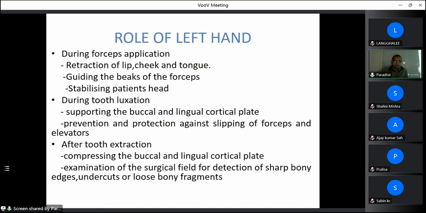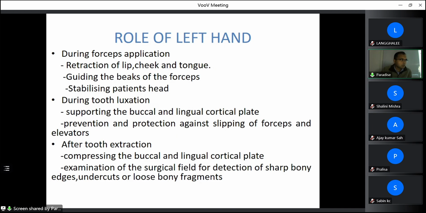Role of the left hand during forceps application: it helps in retraction of the lip, cheek, and tongue, guiding the beaks of the forceps, and stabilizing the patient's head. During tooth luxation, it helps in supporting the buccal and lingual cortical plates, and preventing and protecting against slippage of forceps and elevators. After tooth extraction, it helps in compressing the buccal and lingual cortical plates.